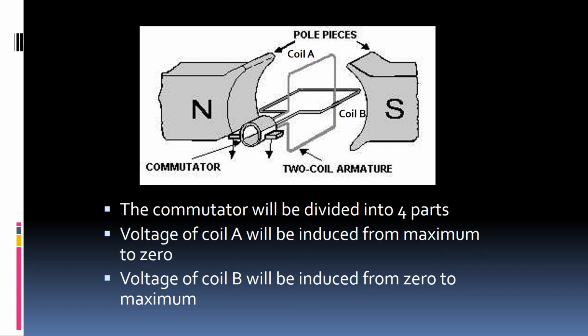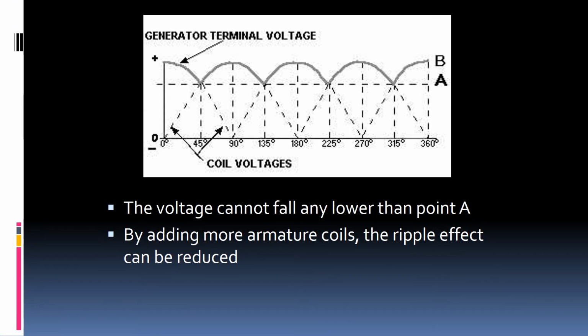Since there are 4 segments in the commutator, a new segment passes each brush every 90 degrees instead of every 180. This allows the brush to switch from coil A to coil B at the instant the voltages in the two coils are equal. The brush remains in contact with coil B as its induced voltage increases to maximum, point B in the graph. It then decreases to point A 90 degrees later. At this point, the brushes will contact coil A again.